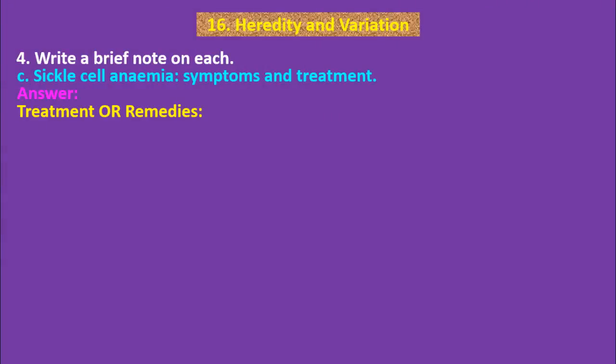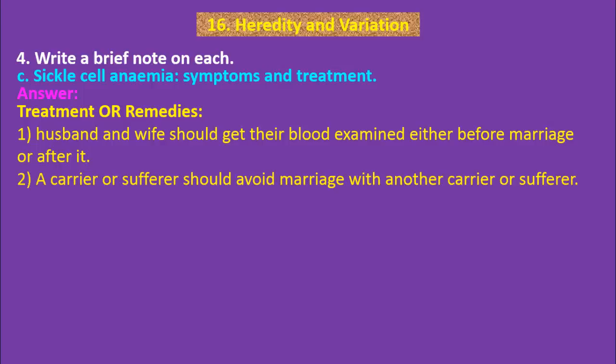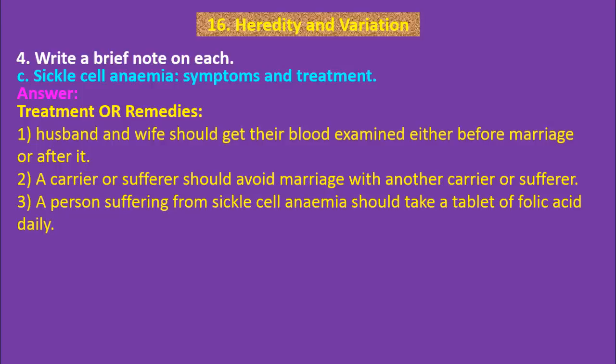Treatment or remedies for sickle cell anemia. 1. Husband and wife should get their blood examined before marriage or after it. 2. A carrier or sufferer should avoid marriage with another carrier or sufferer. 3. A person suffering from sickle cell anemia should take a tablet of folic acid daily.